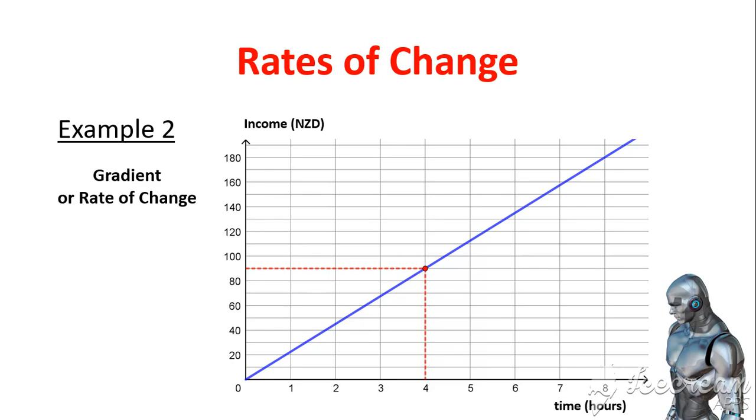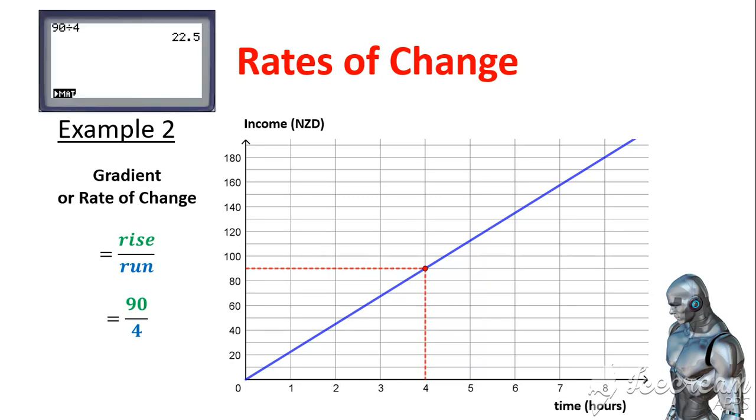So to work out the gradient or rate of change, we need to work out how much we rise up and how much we run across. We know it's exactly halfway between 80 and 100, so it's 90. We're rising up 90 and we're running across 4. So 90 over 4. I grab my calculator, 90 divided by 4 gives me 22.5. And because we're talking about income, money versus time, we're going to say $22.50 per hour. So this person earns $22.50 each hour.